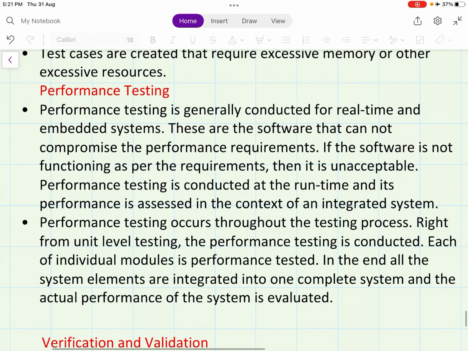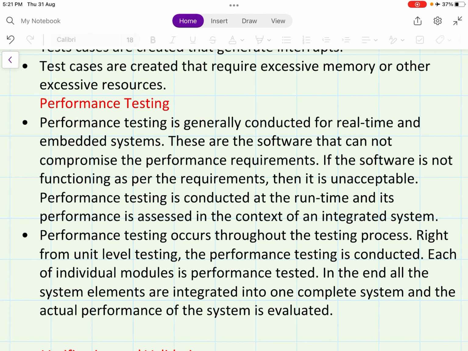Next is performance testing. Performance testing is generally conducted for real-time and embedded systems. These are software that cannot compromise the performance requirements. If the software is not functioning as per the requirements, then it is unacceptable. So performance testing means that the software should function according to the requirements of the customer.